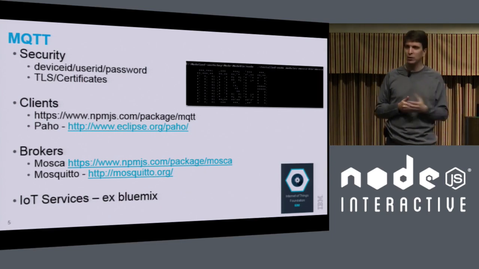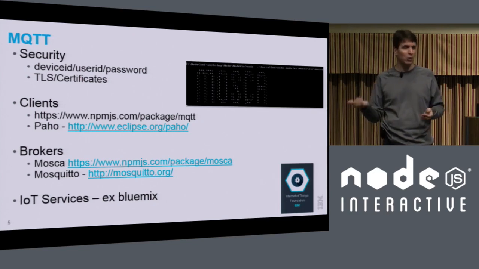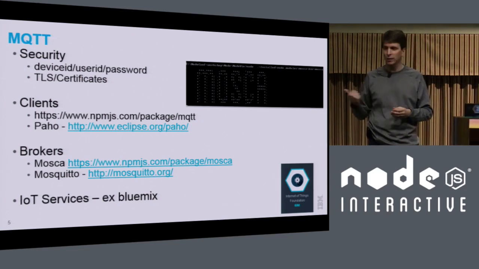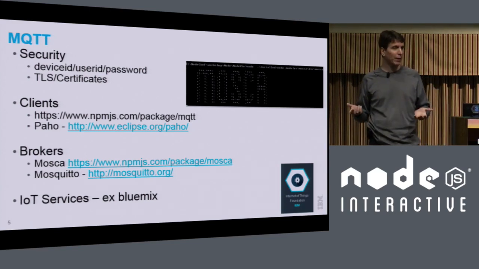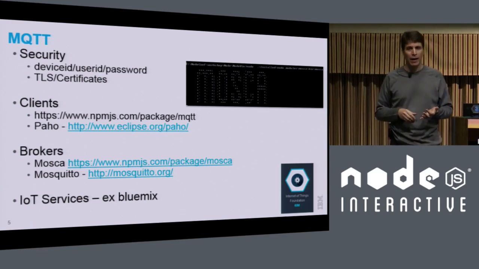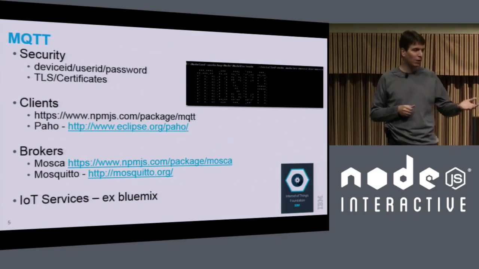It's easy to get a client for MQTT across all sorts of platforms. Because we're interested in Node, of course, there's the MQTT npm package you can just install and use, and I'll show you how to use that a little later in some of my slides. But Paho is also another project which gives you native clients written in C, and they run across a whole bunch of different operating systems and platforms. So it's easy to get clients.